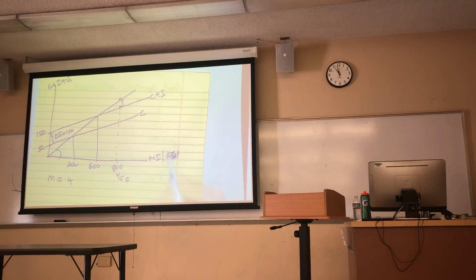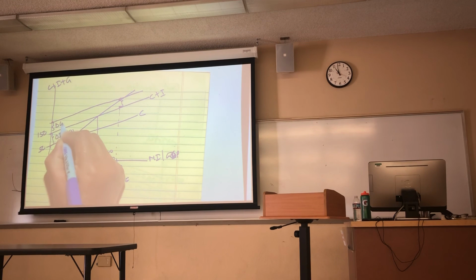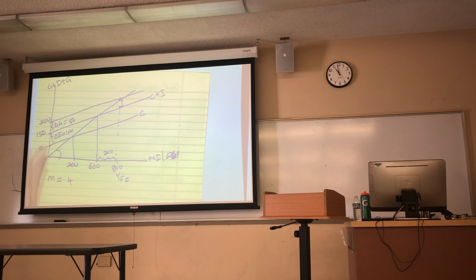So the question is, to get this extra 200 that we need, by how much does government have to increase? It has to increase by 50. So that vertical difference would be 50. So that change in G is equal to 50, takes us to 200. 200 times 4 is 800. Or that difference, 200 divided by 4, gives us a change in government of 50. So either way you want to do it, that's fine with me.